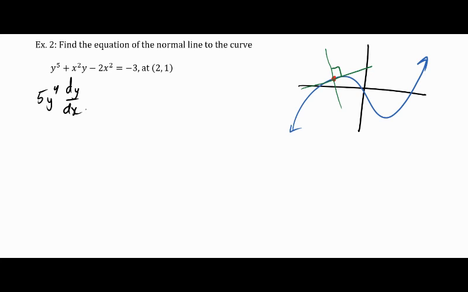Product rule. X squared times y. So plus 2. The derivative of the first is 2x times the second, plus the derivative of the second, which is just dy by dx, times the first, which is x squared. And then I've got another term, minus, so the derivative of 2x squared is 4x equals 0. I got 4 terms. 2 of them have dy by dx and 2 of them don't.